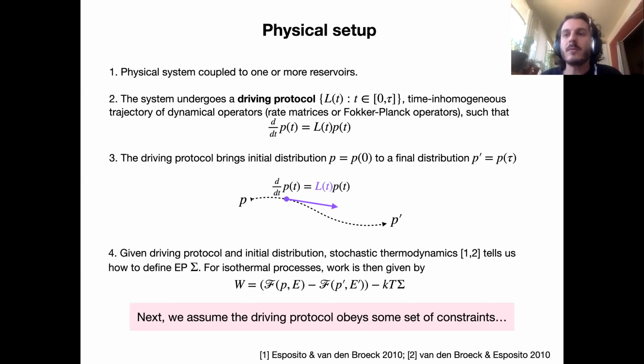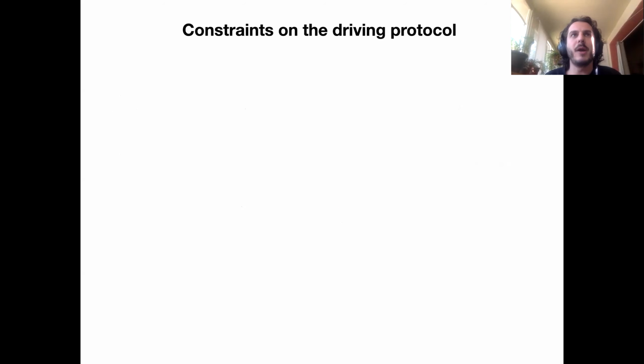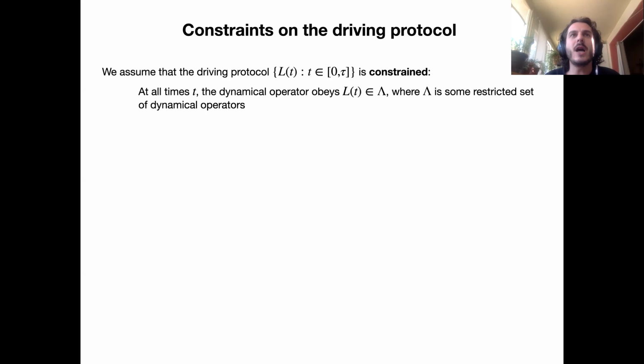So now we introduce the notion of constraints on the driving protocol, and we do this in a fairly general way in the following manner. We say the driving protocol is constrained, and by that we just mean that at all times t, this dynamical operator L of t belongs to some set lambda. And lambda is just some restricted set of dynamical operators.